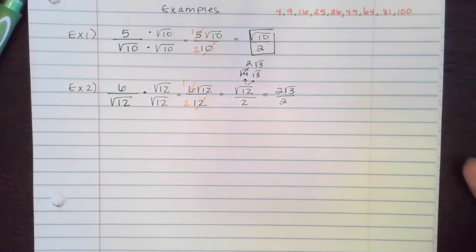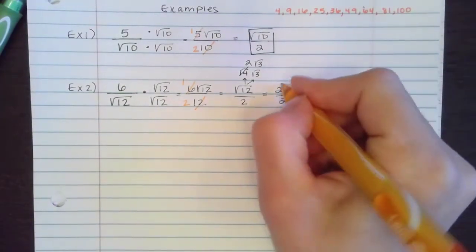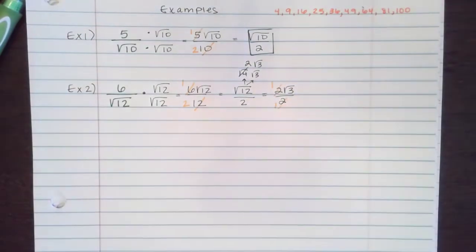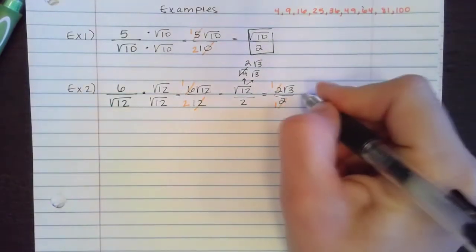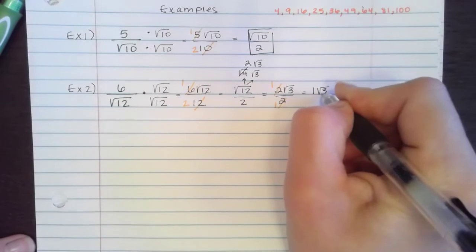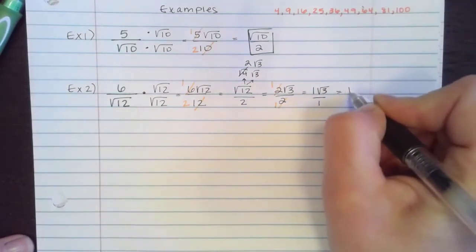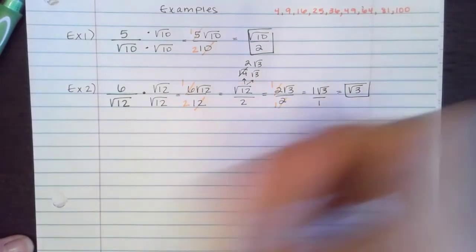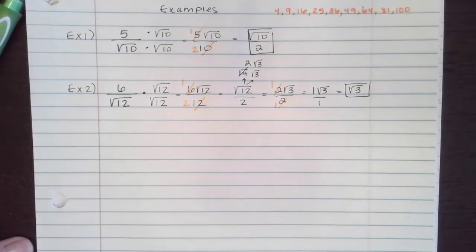Okay, am I done yet? Nope, I am not. Because 2 divided by 2 is 1. Could you write it like this? Yes, but this is the most appropriate answer. You wouldn't have to put the numerator or the coefficient of 1.